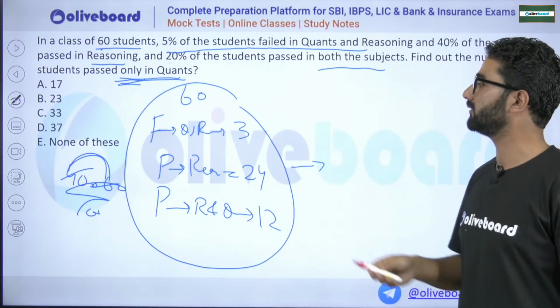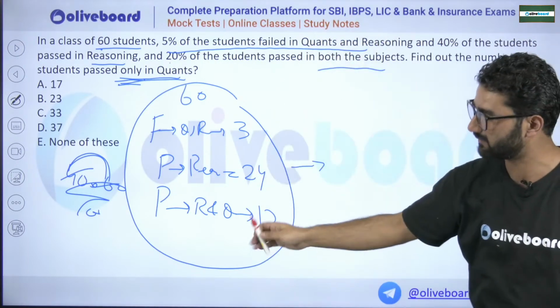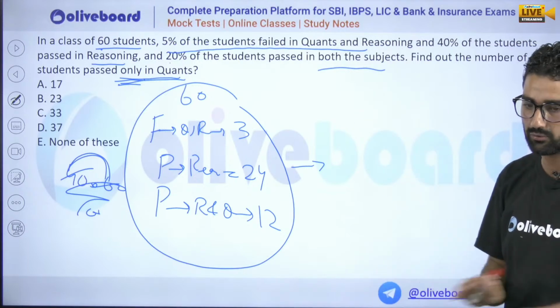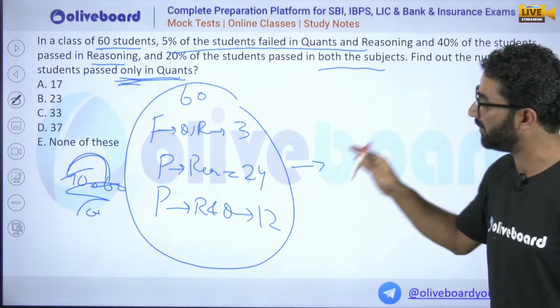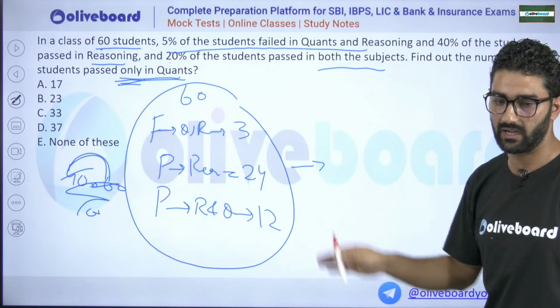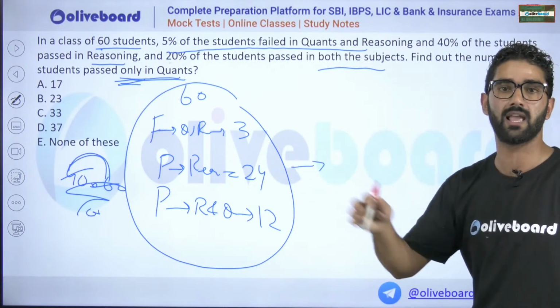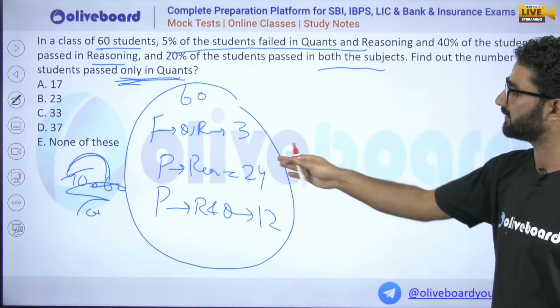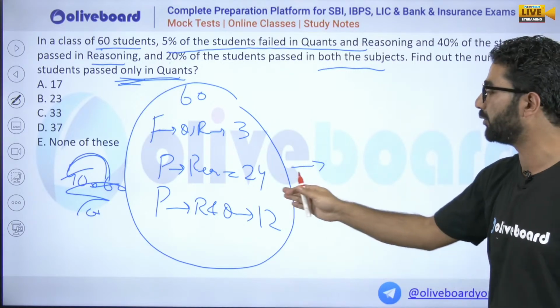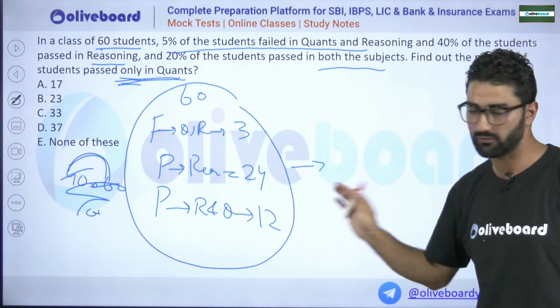So if you see the data, we have data like this. You don't have to calculate like that. We don't have to waste our time, but I'm just asking how to look for the data. Students that have failed in quant and reasoning, we have 3, and pass reasoning will be 24. Pass both reasoning as well as quant, we have 12.